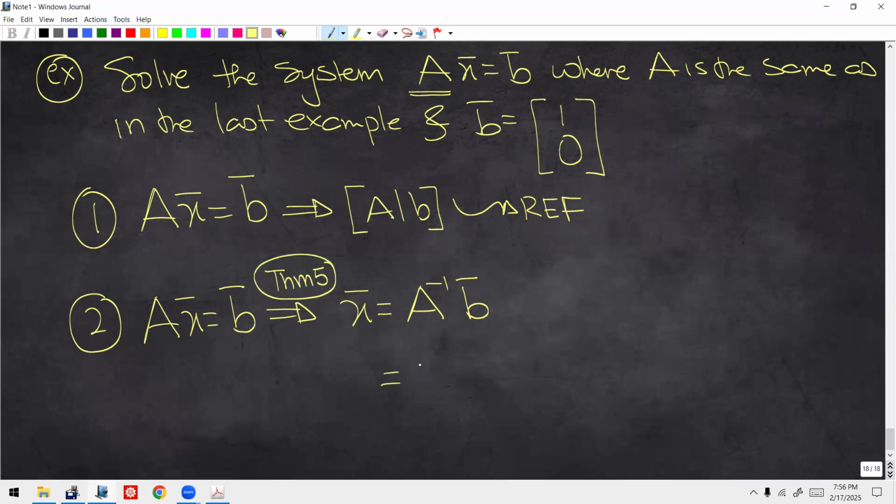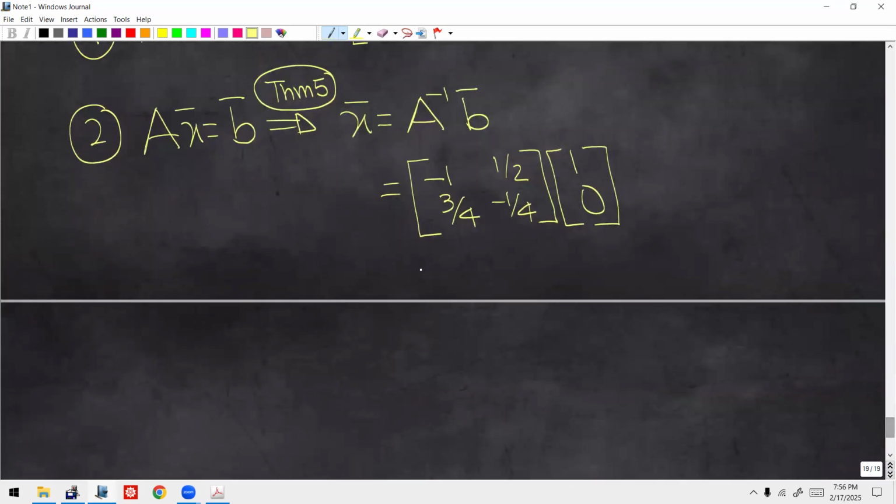So I know A inverse from the previous example. What was it? Minus 1/2, we had 3/4 and negative 1/4. And B was (1, 0). So we just have to multiply these two and we'll get the answer. Row times column, row times column. Negative 1 times 1 is negative 1. Half times 0 is 0. Row times column, we get negative 3/4 times 1 is negative 3/4, and negative 1/4 times 0 is 0. So there's X. There we go. We just did it, so we didn't have to REF it.